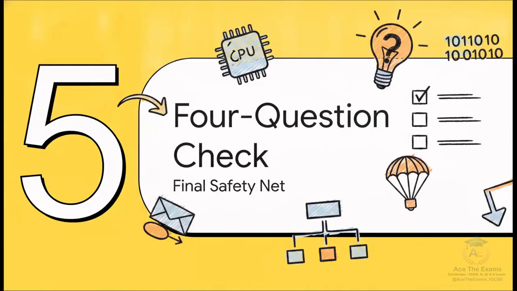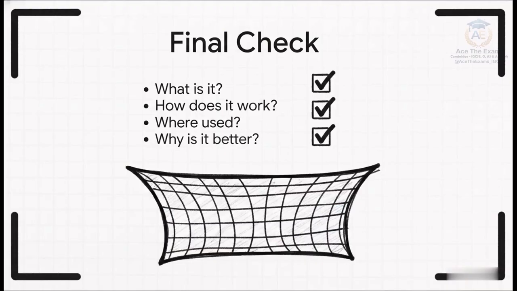Section 5. The 4-question final check. This is your final safety net. And this brings us right back to that promise I made you earlier. I want you to mentally screenshot this checklist right now. This is the examiner clue I was talking about, your final safety net. Before you submit an answer, ask yourself, 1. What is it? 2. How does it work? 3. Where is it used? And 4. Why is it better or worse than an alternative in that exact situation? If you can confidently answer those 4 prompts based on what you just wrote, your answer is good to go. If not, you need to refine it.